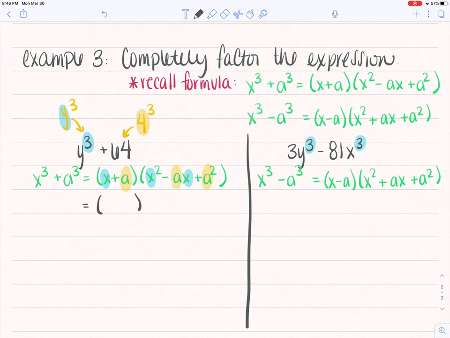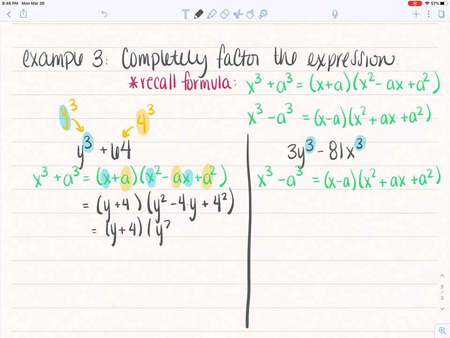So I've got x plus a, well in my specific example is going to be y plus 4, x squared, which in my example is y squared, minus a times x, 4 times y, my variable is y, plus a squared, which is 4 squared. So then I'm just going to go through and simplify. Y plus 4, y squared. Well, 4 times y is just 4y, and then 4 squared is going to give me 16. So that would be my final answer.